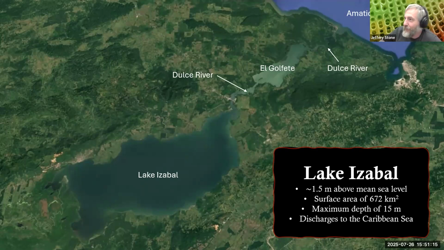During the dry season, however, a lot of times what will happen is pulses of saline water will make their way up through the Antigua Bay into El Golfete, and in some cases all the way into Lake Isabel. So we do get these transitions where we see some salt water that makes its way a little bit into Lake Isabel.